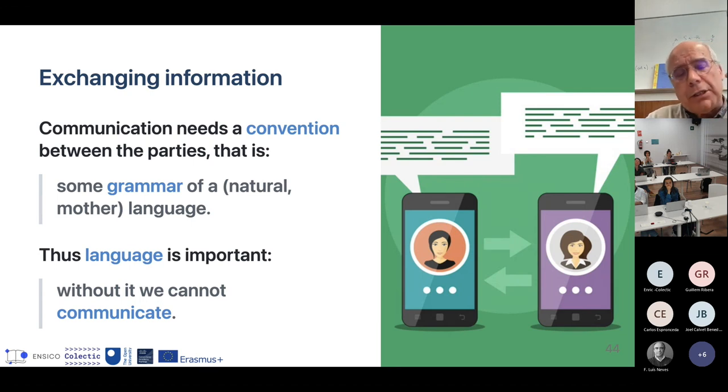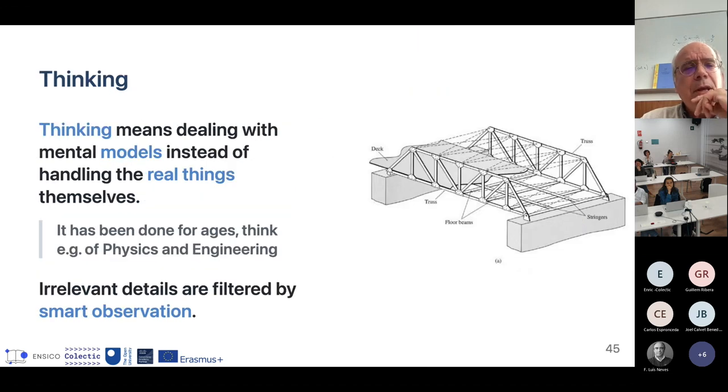When we talk about communication, be it digital or not, and as I mentioned in the first part, we need a standard. We need a protocol, which is known as the grammar rules of the language. Sometimes the grammar can be very, very elementary, sometimes very sophisticated, but there is always some grammar there. And so language is important. That's how we communicate. Without it, we don't communicate. This standard, this protocol, is an agreement between the parties that we're going to use this language. For instance, in this webinar, we've decided that English would be the language that we should be using. And when does thinking start? Thinking starts when we start dealing with our mental models instead of handling the real things themselves.